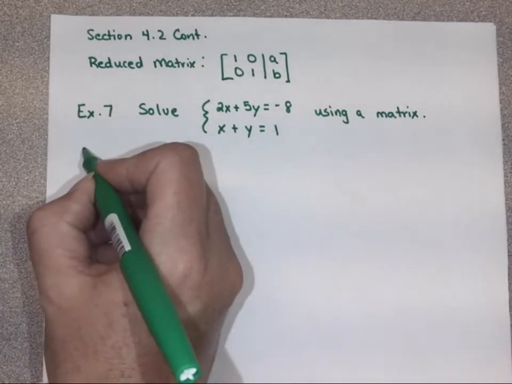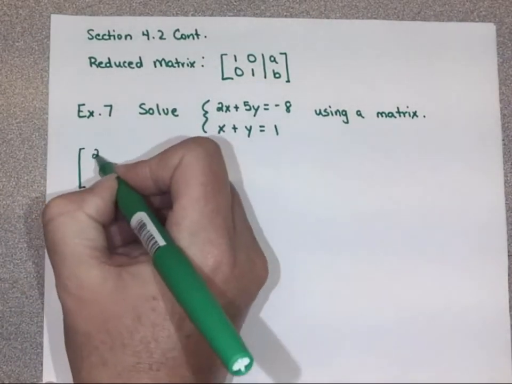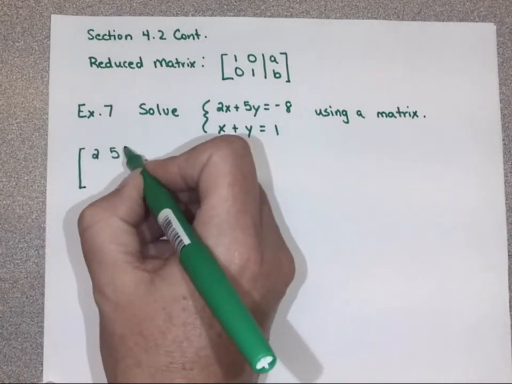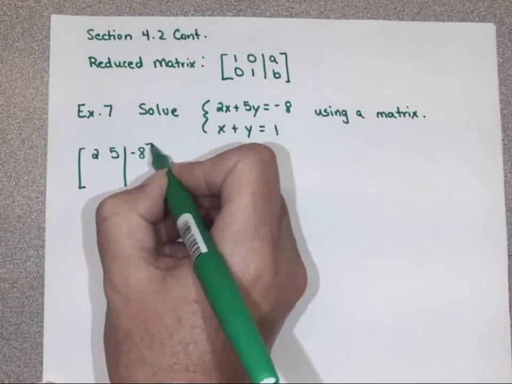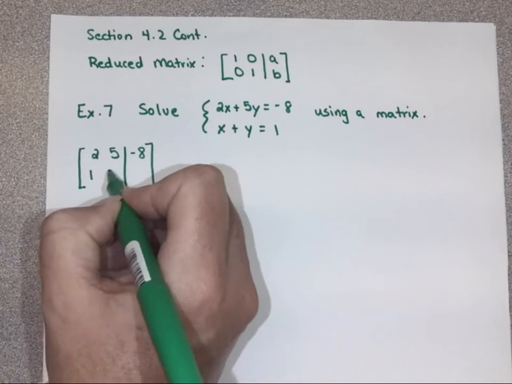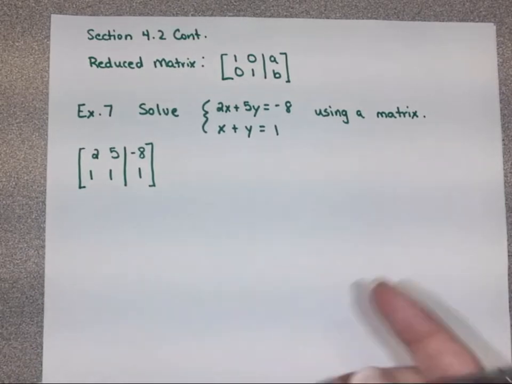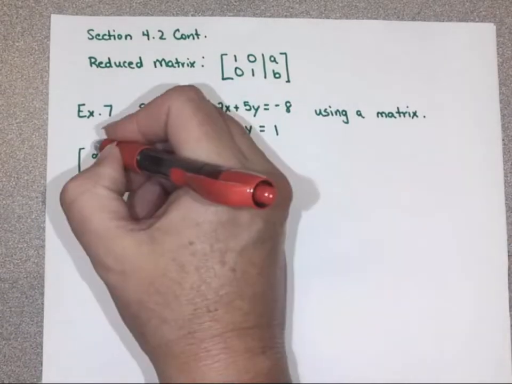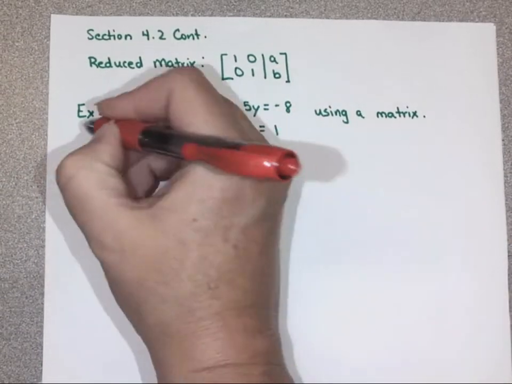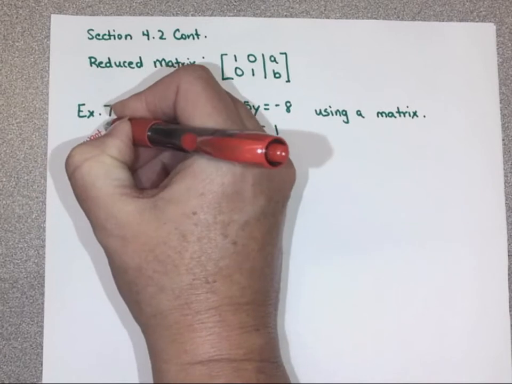So the first thing is, if we're going to use a matrix to solve, we need to set up a matrix. It's going to look like 2, 5, negative 8 for the first row, and then 1, 1, 1 for the second row, since the understood coefficient in front of an x or a y, if there's not one, is 1. Hopefully you remember what order, but remember, we want to start with this location, and we really would like a 1 here.